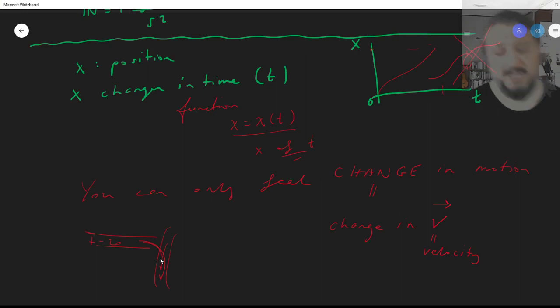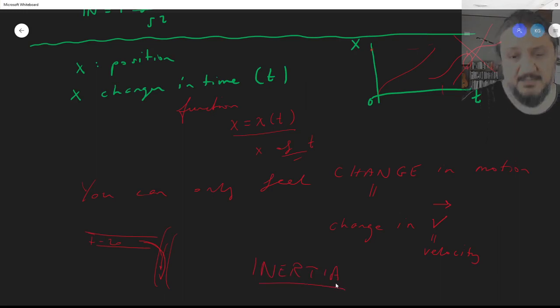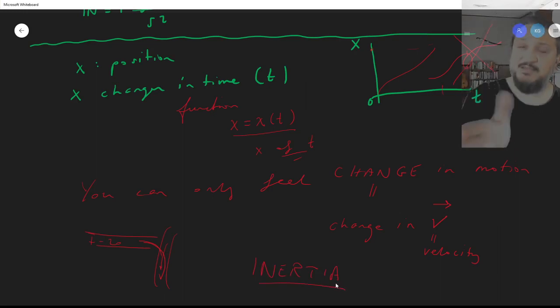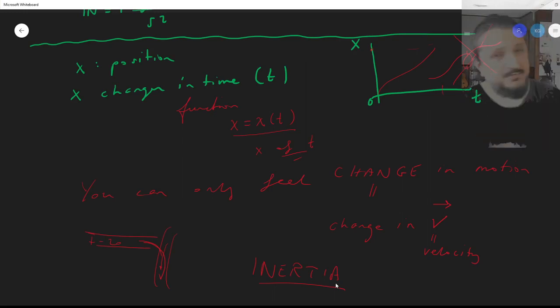This is what we call inertia. Inertia means objects do not like changes in motion. They want to stay the way they were. If it was going in that direction with half of the speed of light or 1 meter per day, doesn't matter, it wants to stay that way.